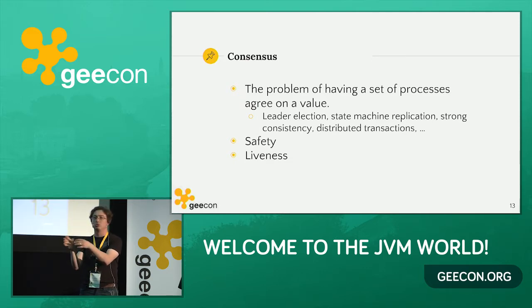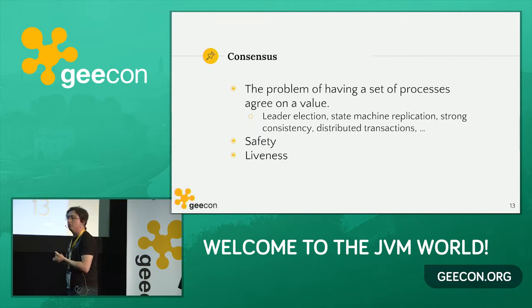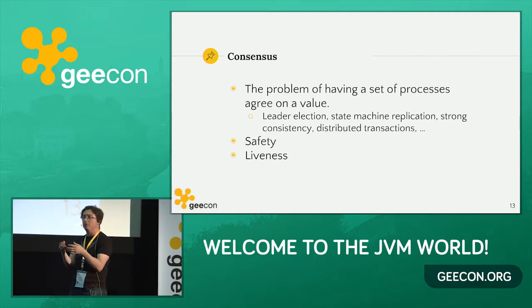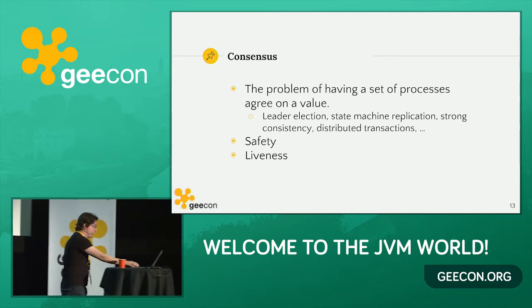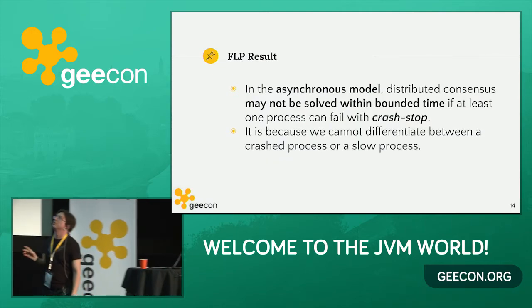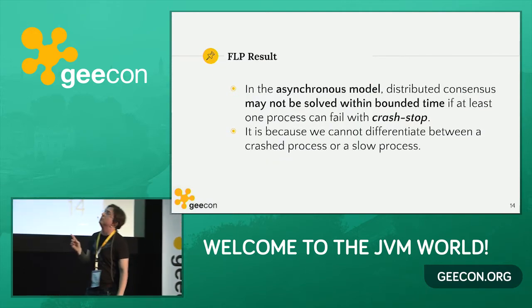So it says that one node should not commit while some other node rolls back. So they should all roll back or commit. And liveness means that the system or the nodes should eventually commit or roll back. So they should eventually make the decision. They should not try forever. But again, the bad news is we have a famous impossibility result here, which is called the FLP result.